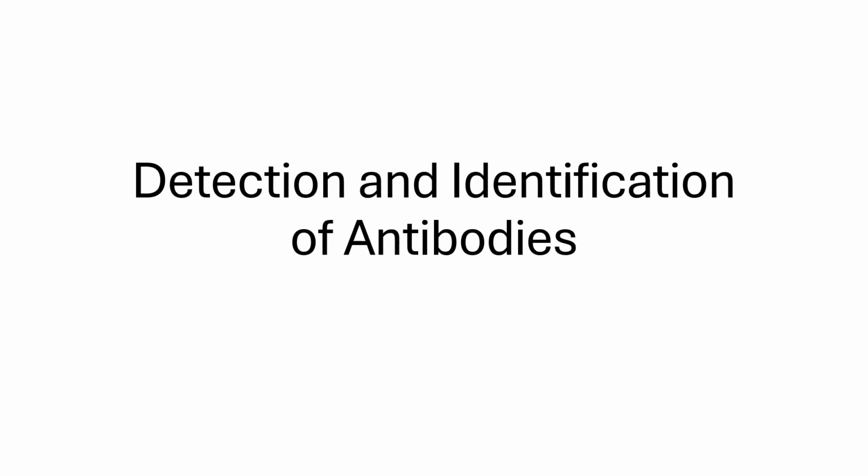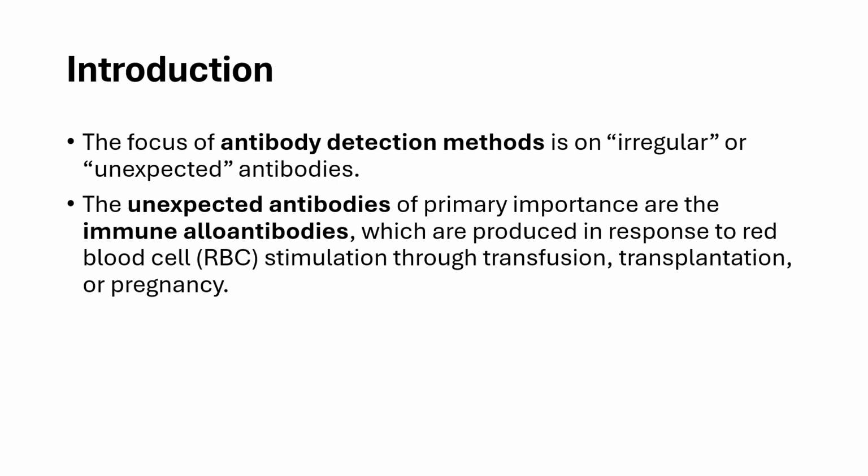Detection and identification of antibodies. The primary focus on identifying antibodies is identifying irregular or unexpected antibodies. These antibodies are not naturally occurring in the patient's plasma, but develop in response to exposure to foreign red blood cell antigens. The most clinically important unexpected antibodies are immune alloantibodies.